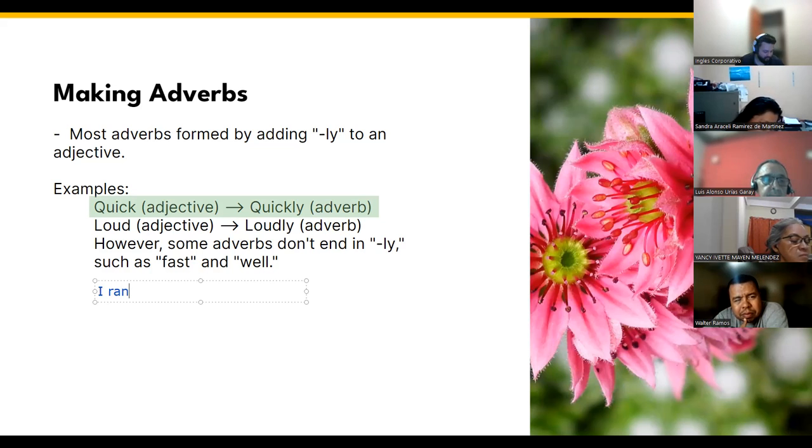I ran. The thing, guys, is that I run. You cannot say "I run quickly to get the bus" because "to get the bus" would be like a repetitive action. We walk quickly. Yes. Walk. Yes. We walk quickly, right?